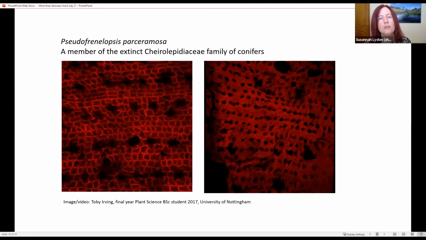There are much prettier bits, but you can see those rows of stomata on a conifer from 130 million years ago. It's from an extinct family of conifers, so we don't have any modern representatives for this one, Pseudofrenelopsis parthenomosa. And don't try and say that too quickly. This plant dominated those plant debris beds that you can see on the Isle of Wight. It's everywhere.